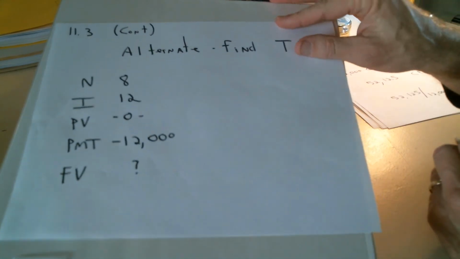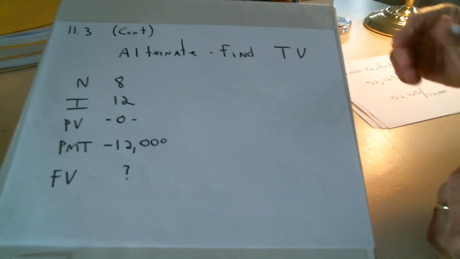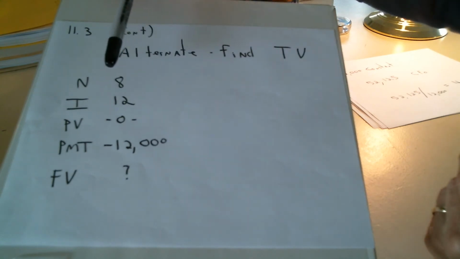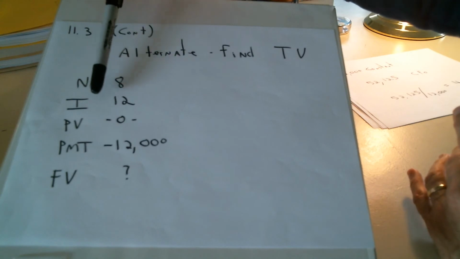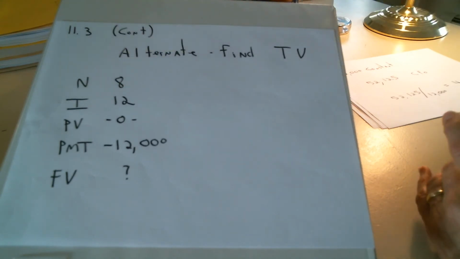Okay. The other way actually is to take all those 12,000 payments, bring them back to the present, because that's what your calculator can do, get some number, and then kick it out to the future. We've done that in chapter 5. Okay, so that's actually 3 ways to do it.